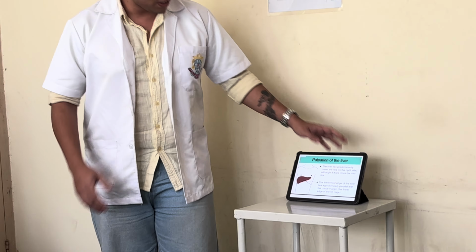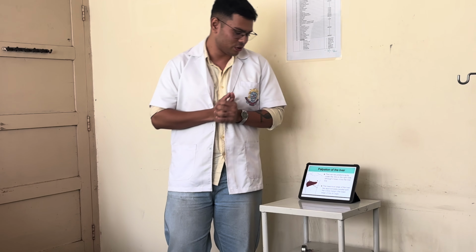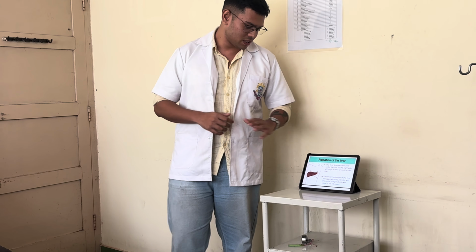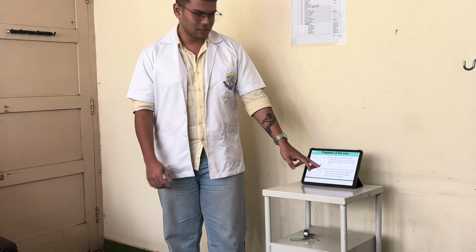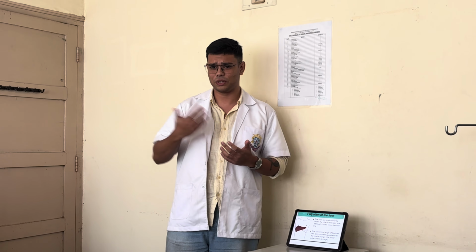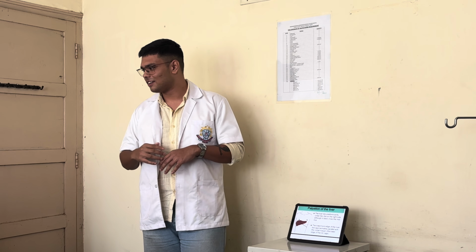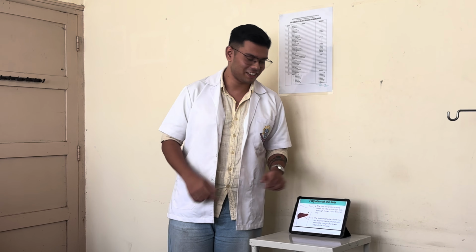So now we come to the main topic, which is palpation of the liver. The liver predominantly lies on the right side, although it does cross the midline. Can anyone tell which ribs the liver starts and ends at? 7 to 11. 7 to 11. Nice. Guys are good.